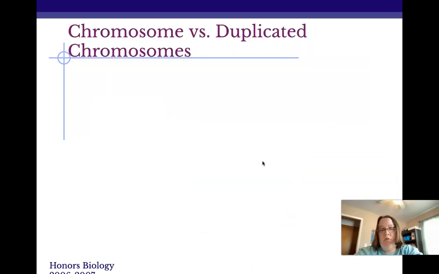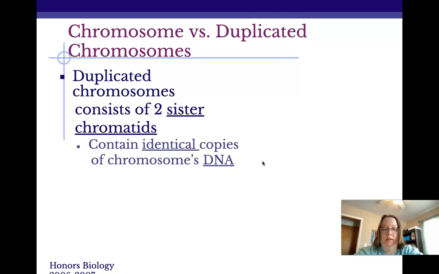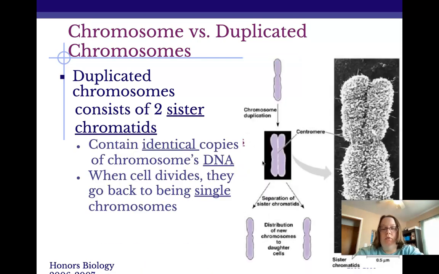So we're going to take a peek at our chromosomes. We talked about chromosomes last time. And we have to duplicate our DNA. We have to duplicate our chromosomes. And our duplicated chromosomes consist of 2 sister chromatids. They each contain identical copies.